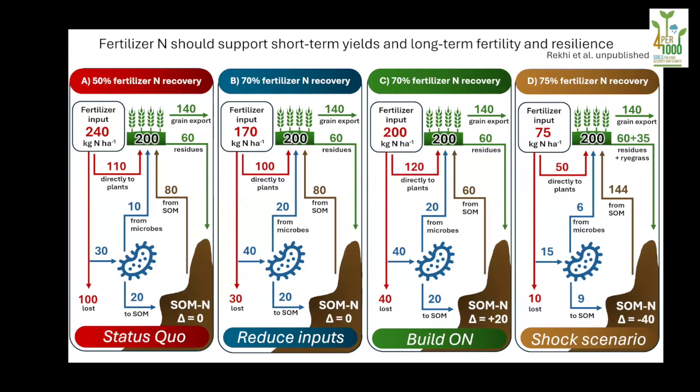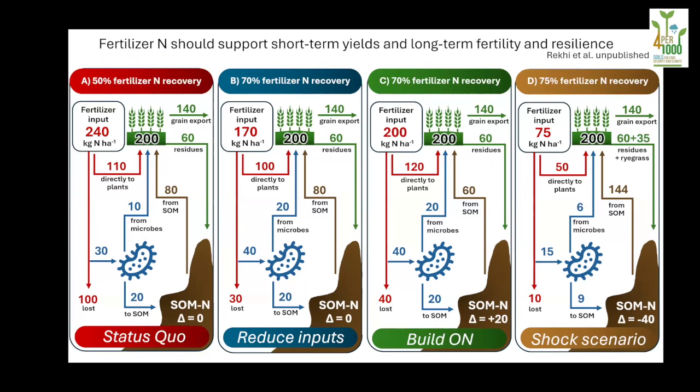So let's have a look at how this might play out. On the left, we're losing lots of nitrogen from the system, and we're not building any organic matter. When your fertilizer nitrogen recovery is this low, it's really, really hard to build soil organic matter nitrogen, even with such high fertilizer nitrogen inputs. When you improve fertilizer nitrogen recovery to 70%, you can substantially reduce inputs and essentially have the same scenario, no organic matter building. We get into the third scenario.